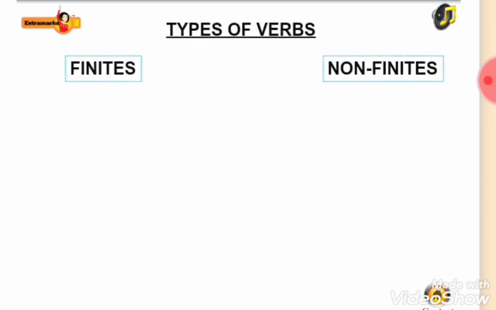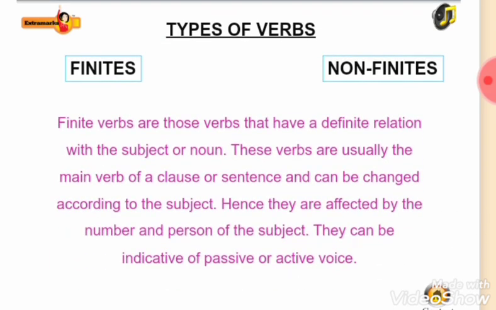Verbs are of two types, finite verbs and non-finite verbs. Finite verbs are those verbs that have a definite relation with the subject or noun. These verbs are usually the main verb of a clause or sentence and can be changed according to the subject. Hence, they are affected by the number and person of the subject. They can be indicative of passive or active voice.